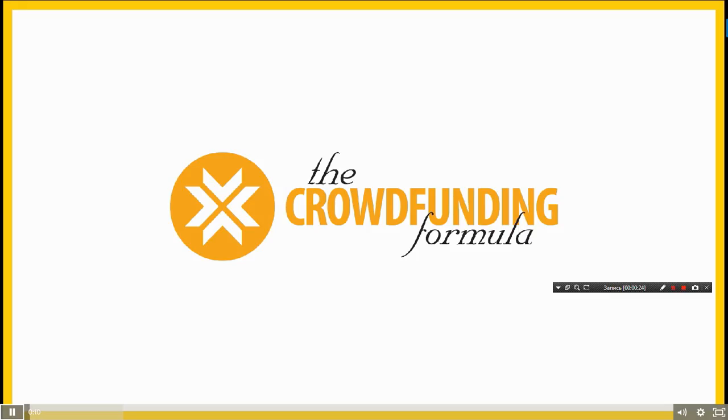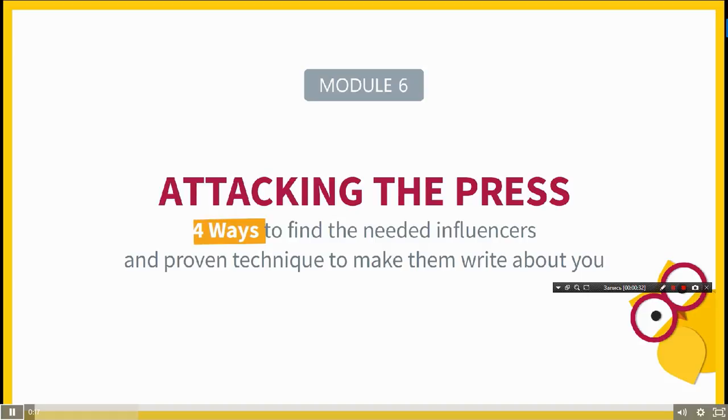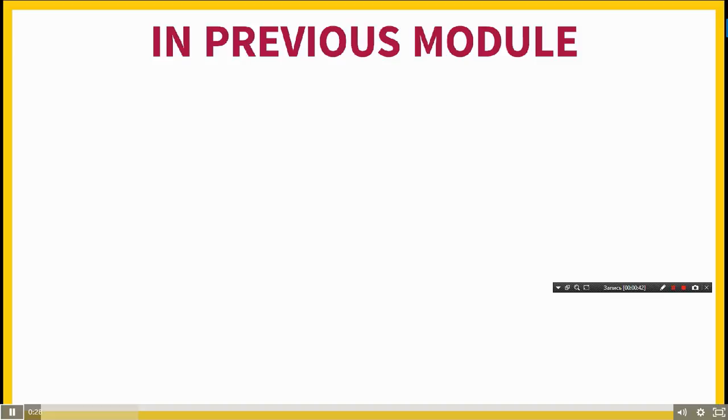Okay guys, so we are approaching the middle part of our training and I really hope it is useful for you so far. Today we are going to speak about a very important topic which we named attacking the press through 4 ways to find the needed influencers and make them write about you with a proven technique. Just very briefly, let's recall what we have covered in our previous module and proceed further.